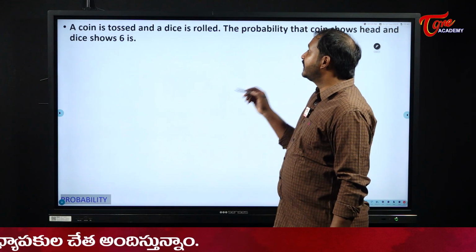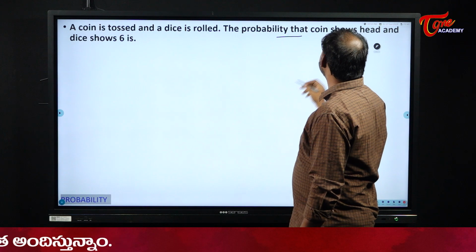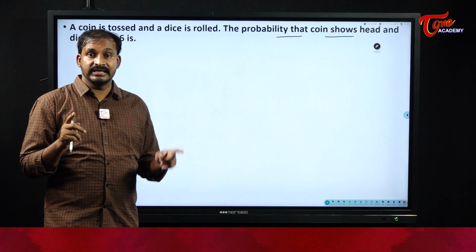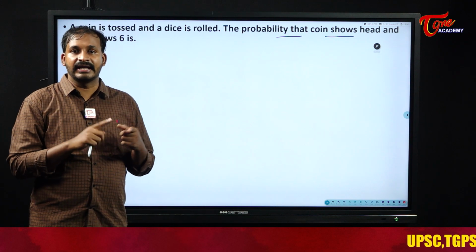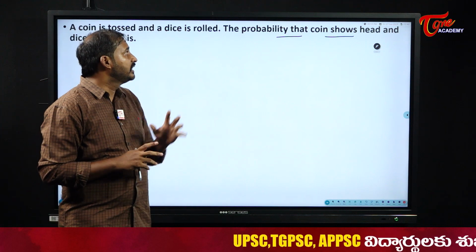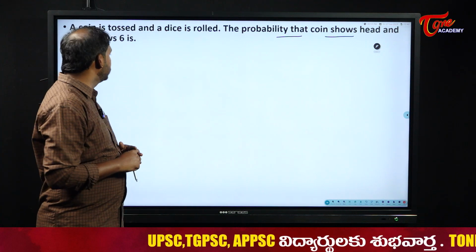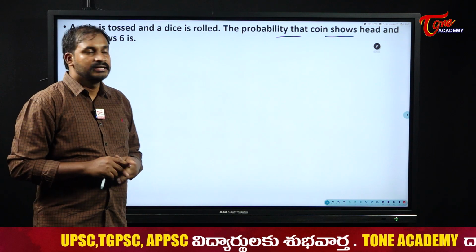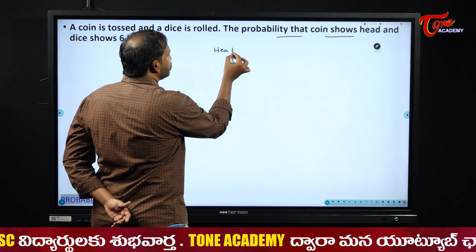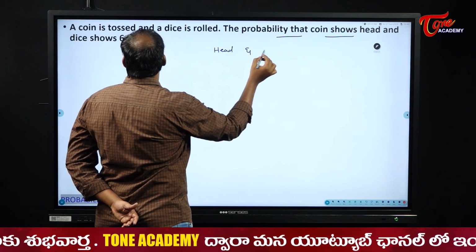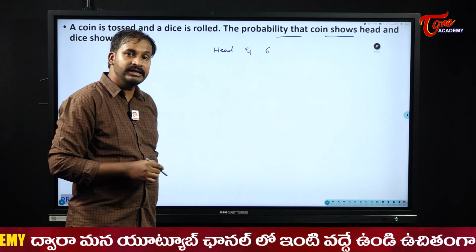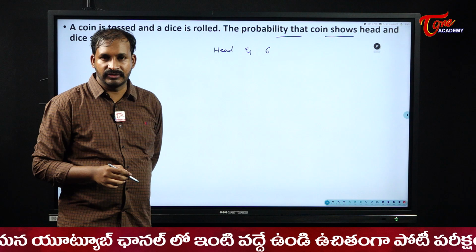A coin is tossed and a dice is rolled. The probability that the coin shows head and the dice shows 6 is. Now, we are mixing the coin and dice questions here. Please observe here. A coin is tossed and a dice is rolled. The probability that the coin shows head and the dice shows 6. That means my coin should show head and my dice should show 6. Okay, what is the probability of showing head, students?